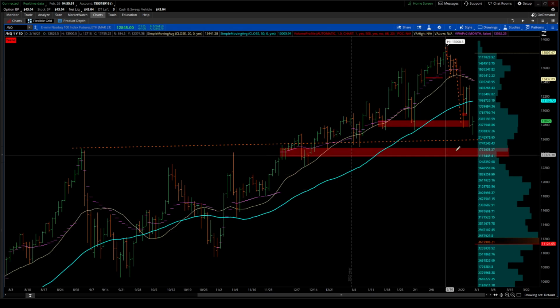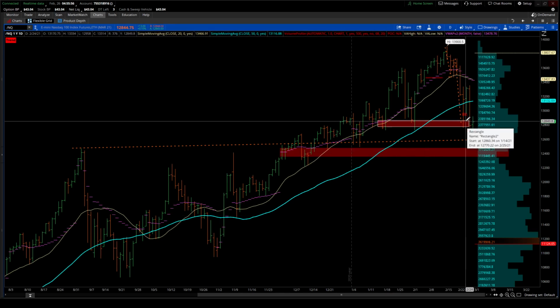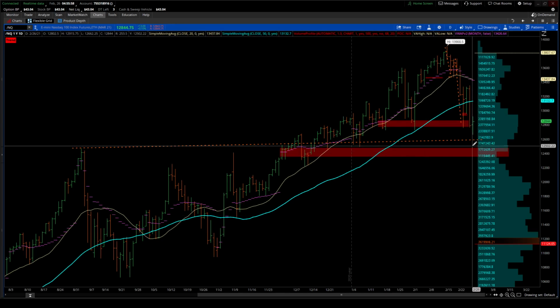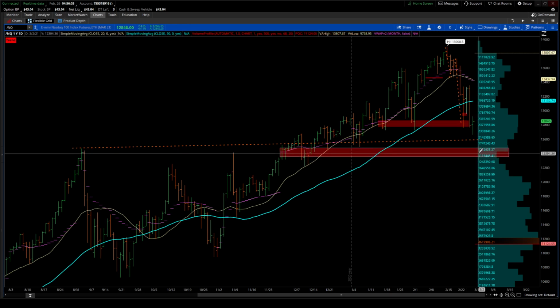So anyway, we've seen the move A, B, and C completed, but now we have the D and the E extension, or 1, 2, 3, 4, 5 by the Elliott wave count. I believe that that should stop us here.